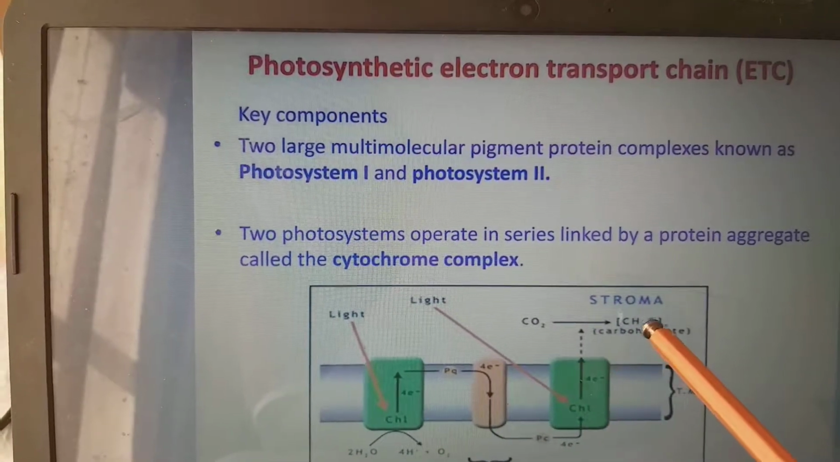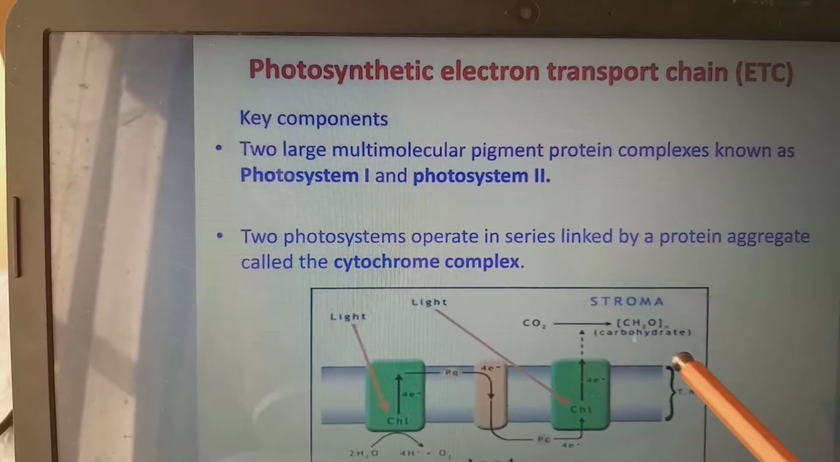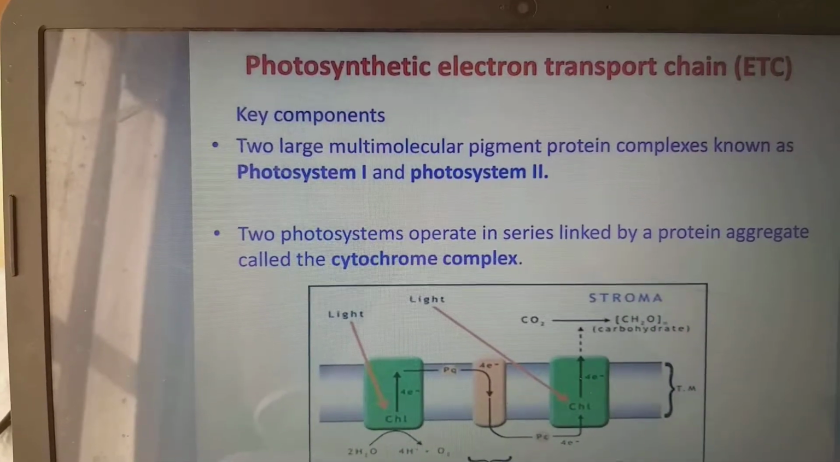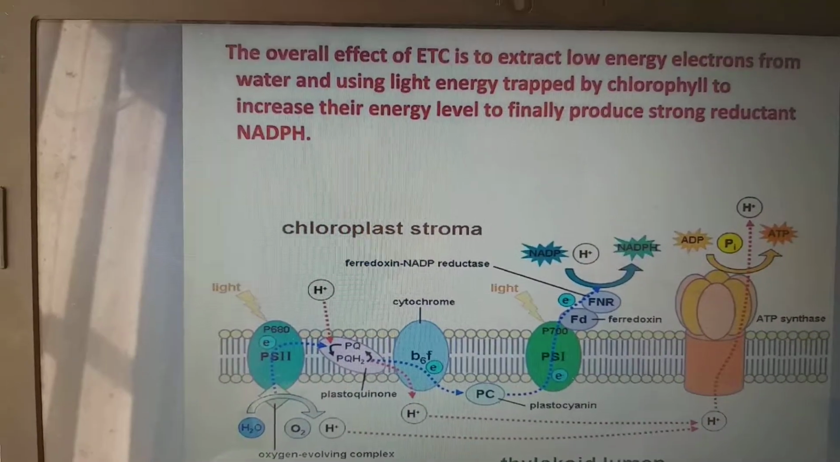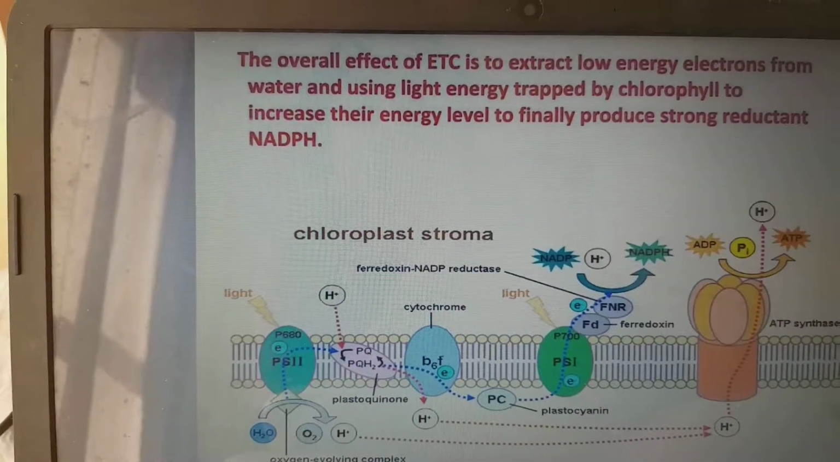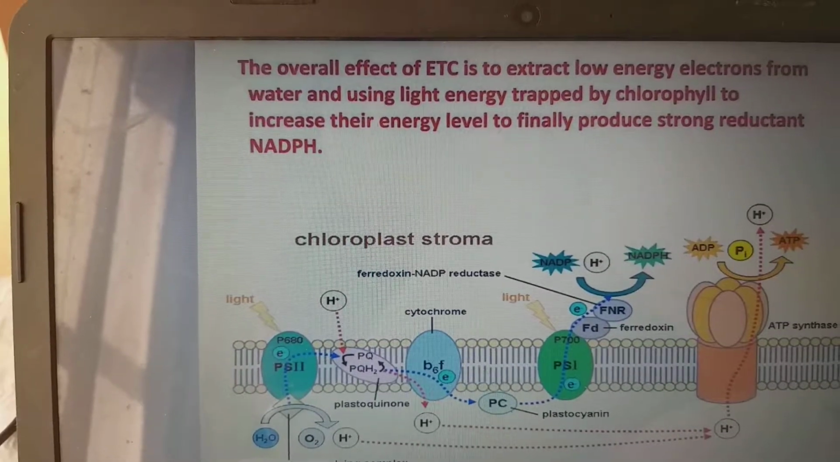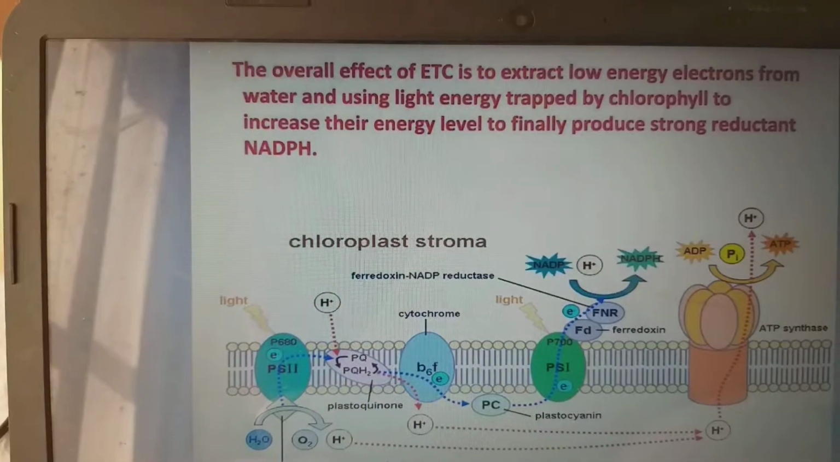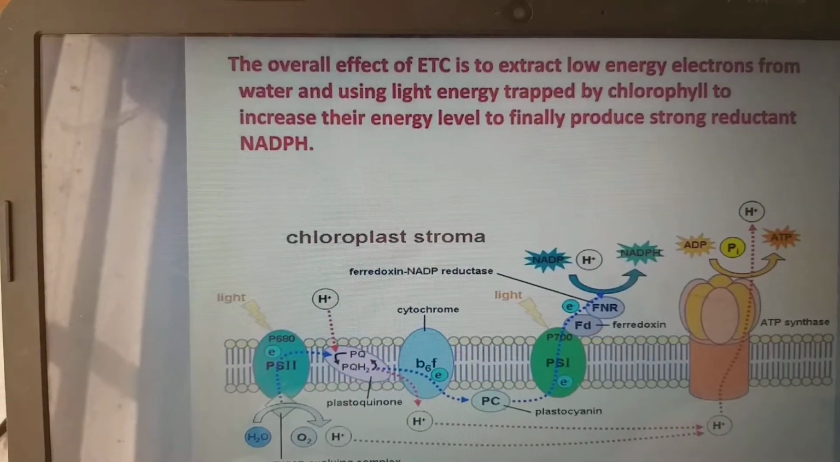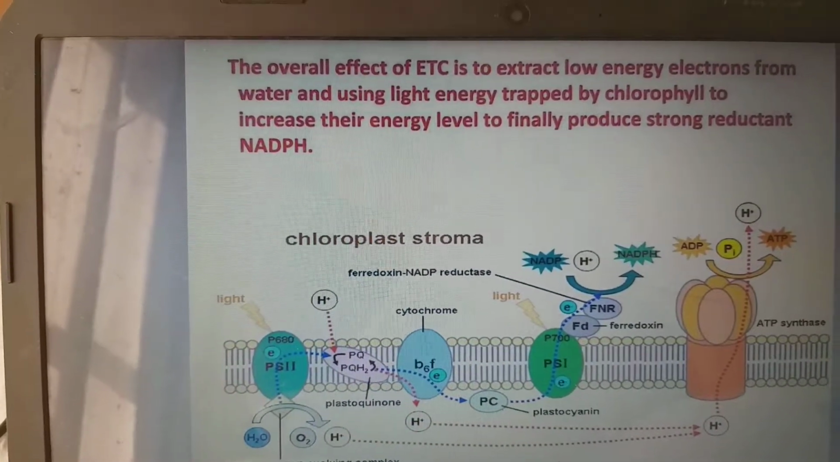It is reduced as CH2O, which is a carbohydrate. This happens in the stroma. The overall effect of the electron transport chain: the electrons are being transported from photosystem 2 to photosystem 1, and that's why we call it the electron transport chain. These electrons are donated from water and transferred to CO2.